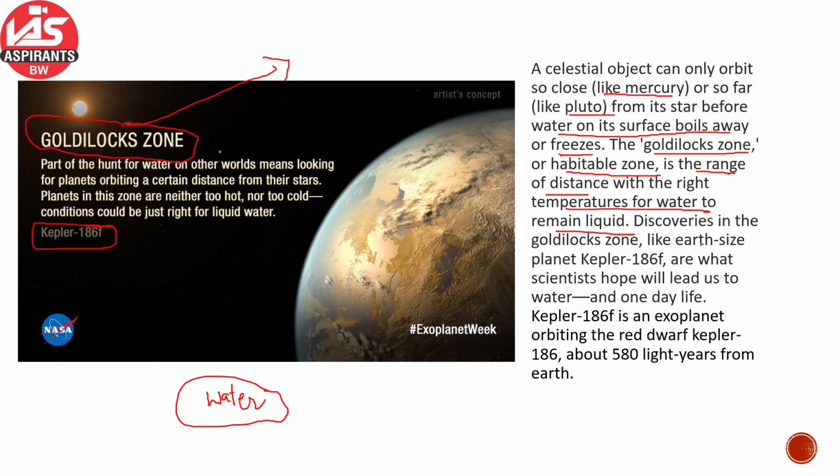So I told you, an Earth-sized planet has been found in another planetary system, which is known as Kepler 186f. So it's an exoplanet. We will learn what an exoplanet is. It's basically the planets which are outside our solar system. It's orbiting a red dwarf, which is the sun for Kepler 186f, and it's about 580 light years from Earth. Again, a light year is the distance that light travels in 1 year. So I hope the Goldilocks zone is clear.